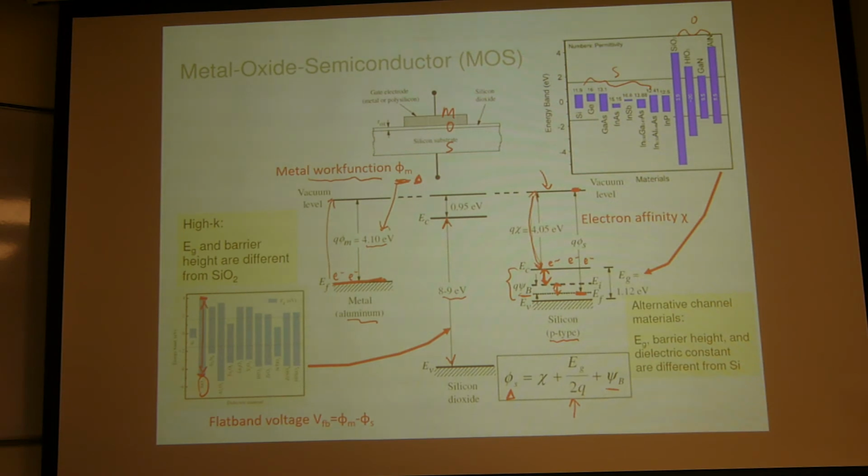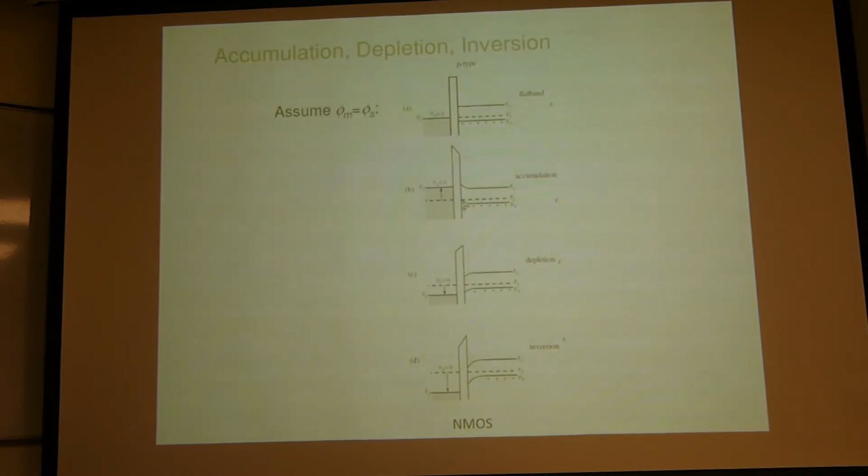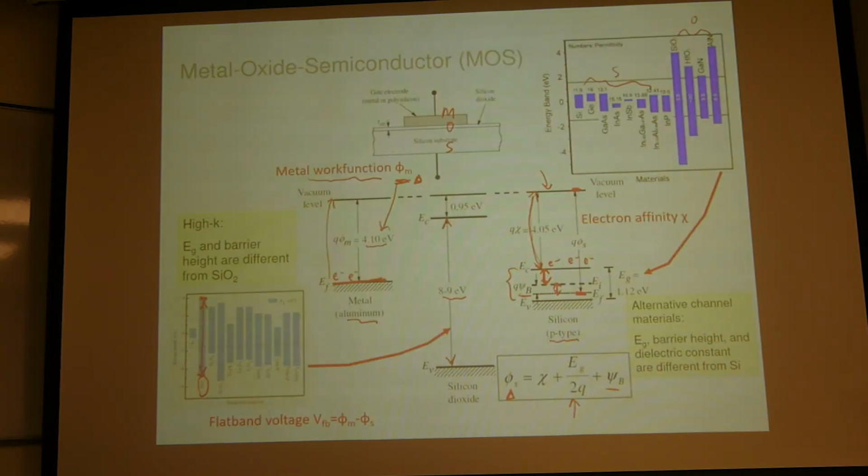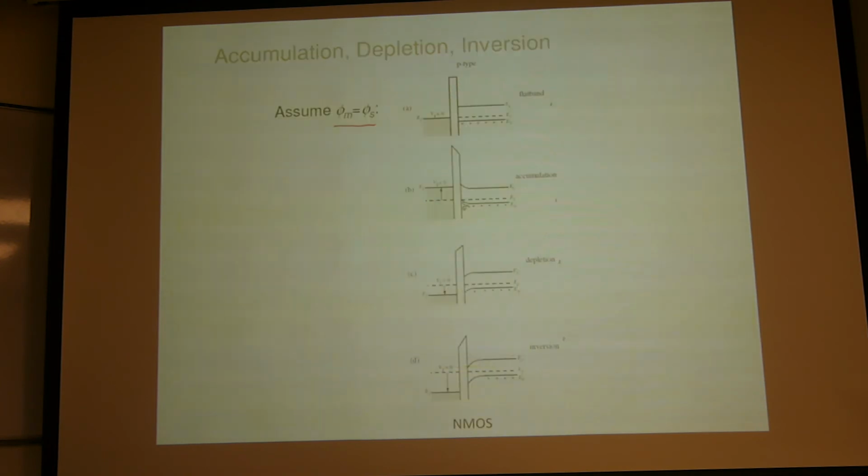Okay, so why does this matter? Because we have to assume phi m equals phi s. To simplify the discussion here, we'll assume phi m equals phi s. That means without voltage, the Fermi level of the metal will be the same as the Fermi level of the silicon. This may not hold in most practical scenarios, but for our discussion here, we'll assume this happens. This is also called the flat band condition.